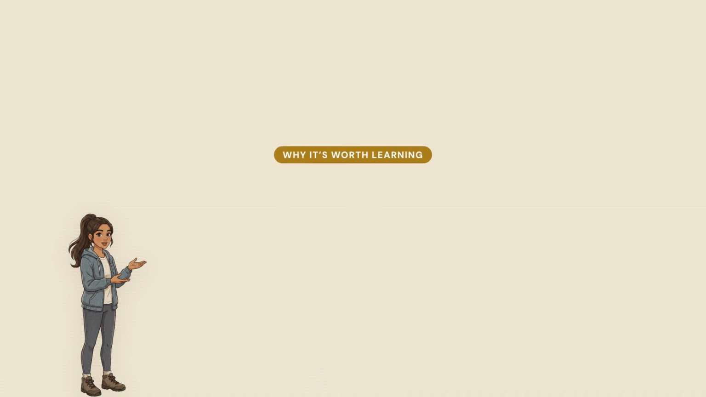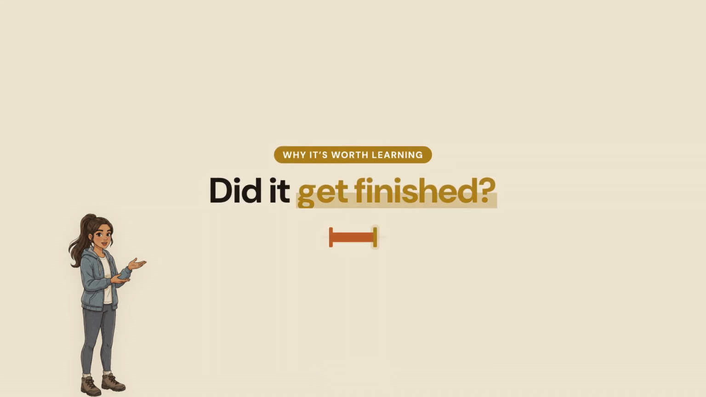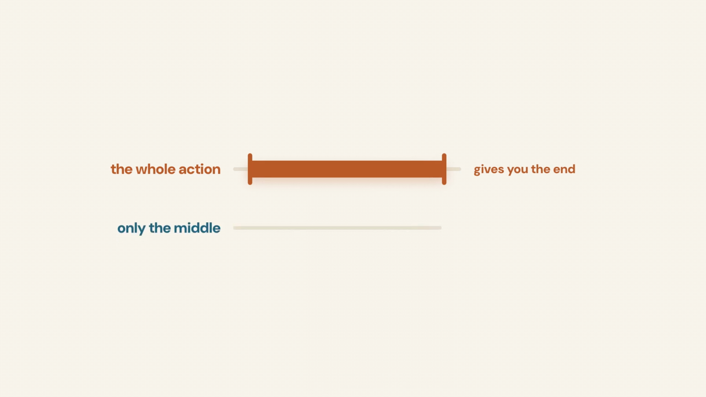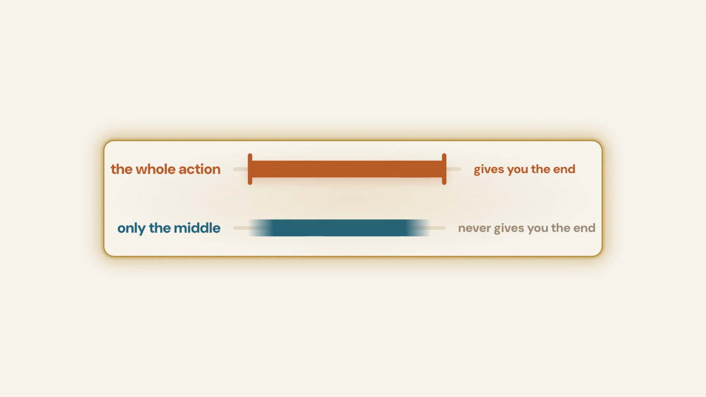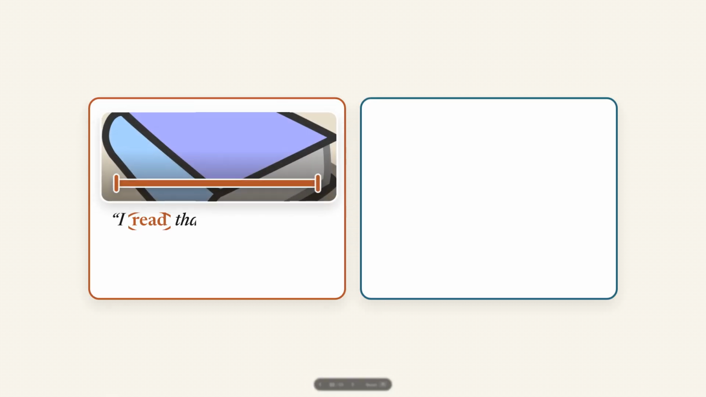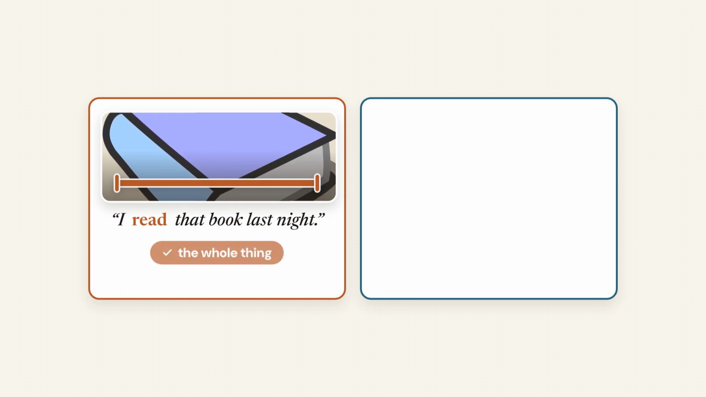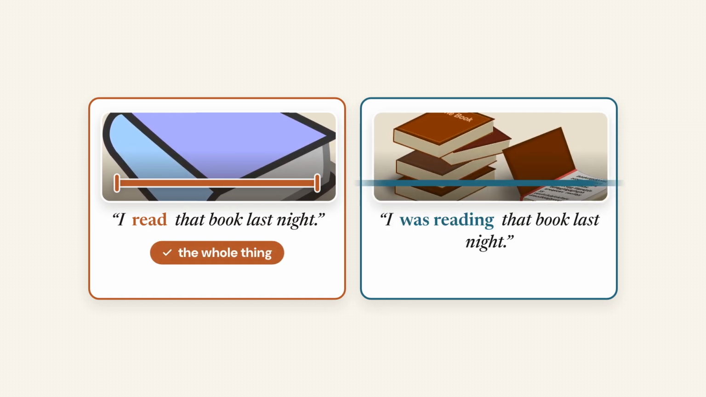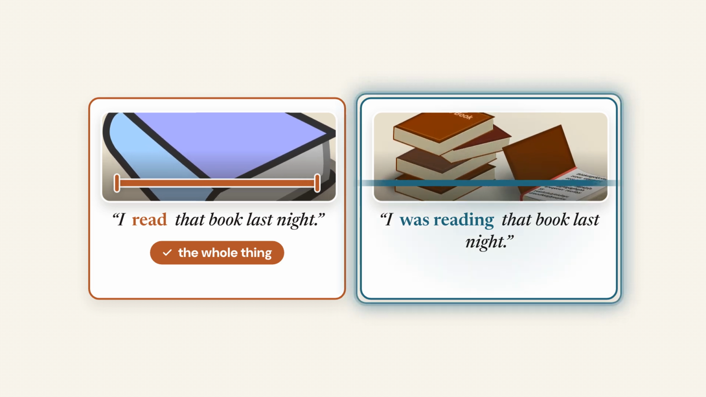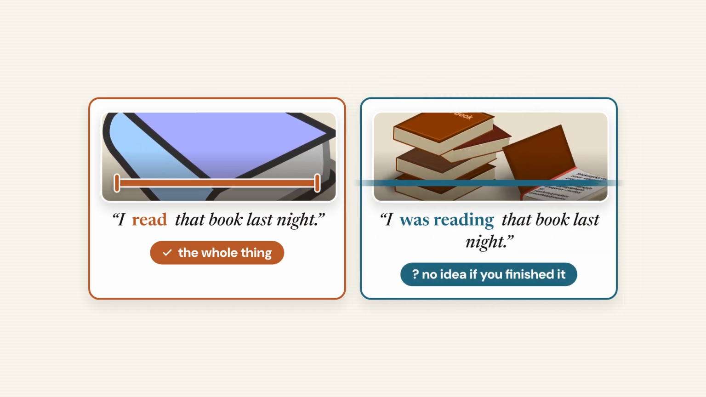Now here's what makes this really worth learning. If the simple past gives you the whole action, then it also gives you the end. And if the past continuous only gives you the middle, it never gives you the end. Listen to what that does. I read that book last night. The whole thing. I was reading that book last night. Only the middle. So I have no idea whether you finished it and what else happened during that time.